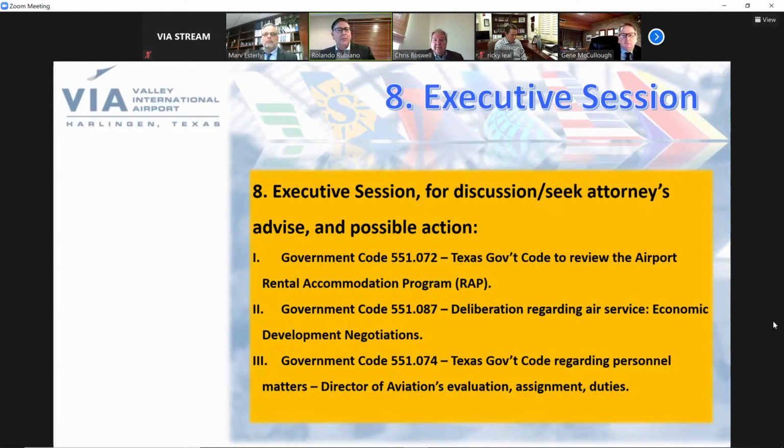Moving on to agenda item number 8, executive session for discussion, seek attorney's advice and possible action on the following 3 items. Government Code 551.072, Texas Government Code, to review the airport rental accommodation program. Government Code 551.087, deliberation regarding air service, economic development negotiations. Government Code 551.074, Texas Government Code, regarding personnel matters, Director of Aviation's evaluation, assignment, and duties.